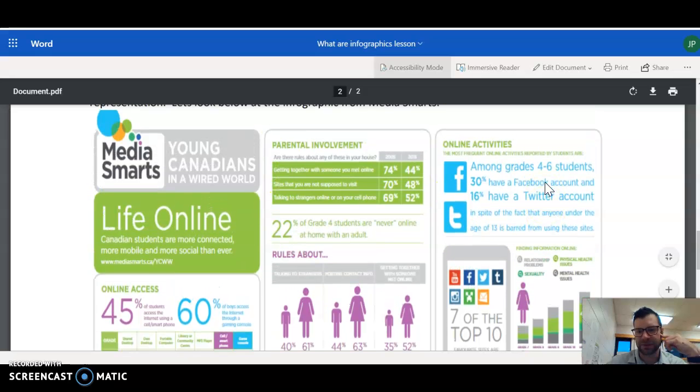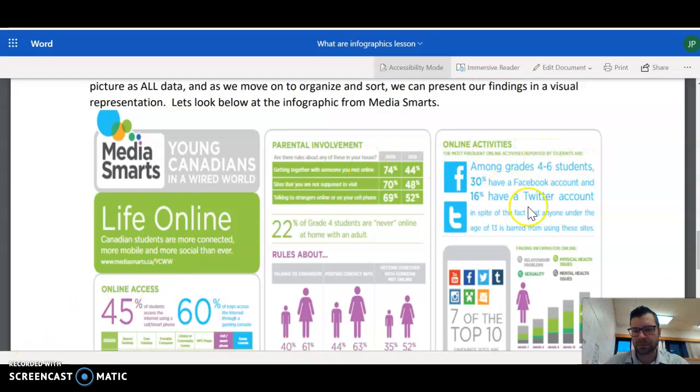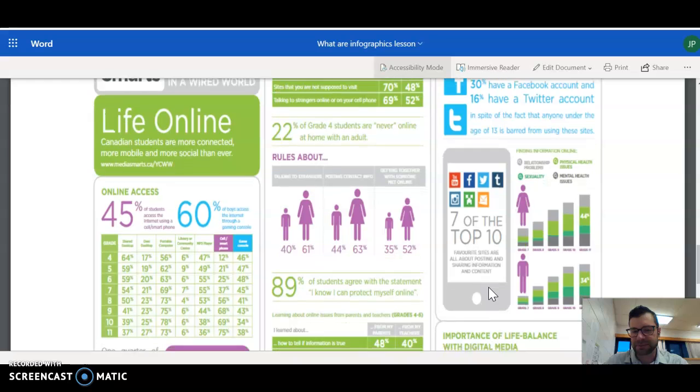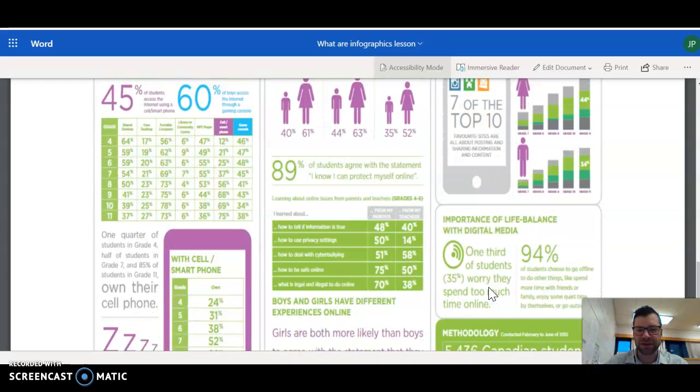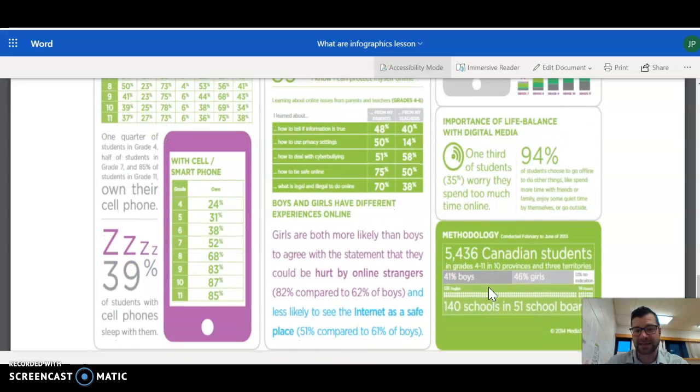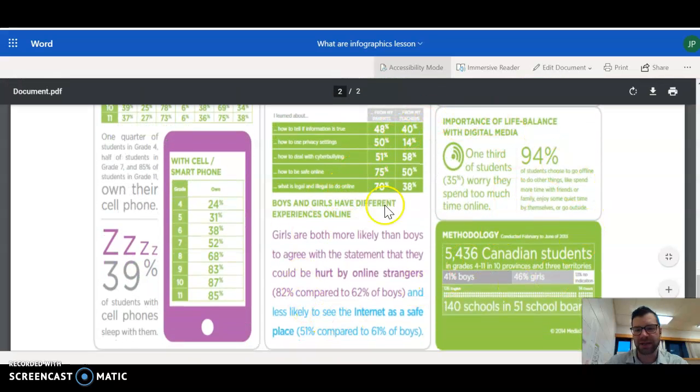Let's look up to this Facebook and Twitter one. The most frequent online activities reported by students are Facebook among grades 4 to 6 students. 30% have a Facebook account, 16% have a Twitter account. So when you do your literacy test, there might be a question on one aspect of this whole infographic and looking at pulling some of the data out and answering the question.